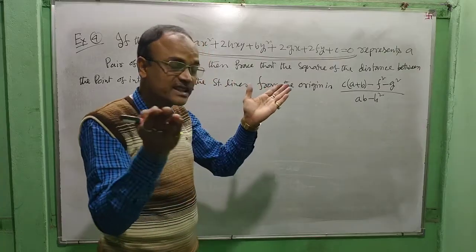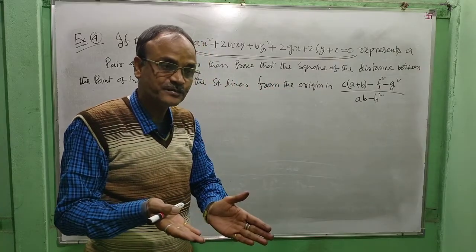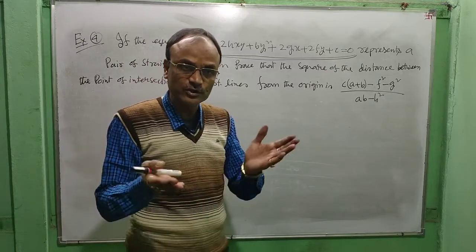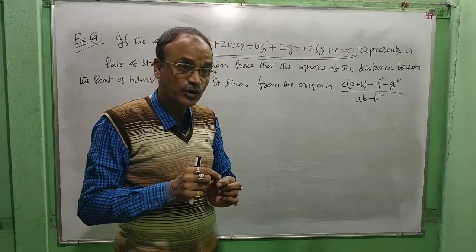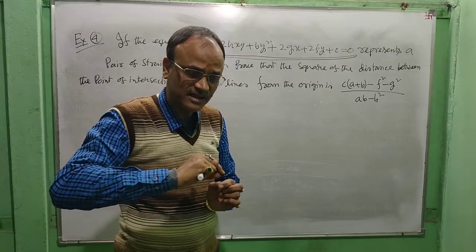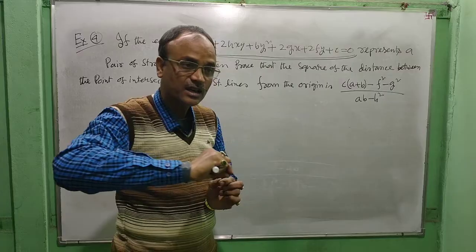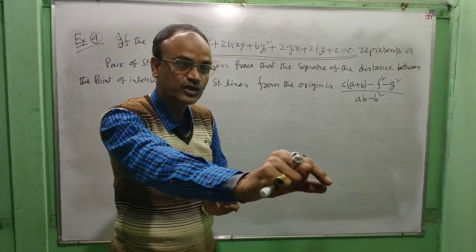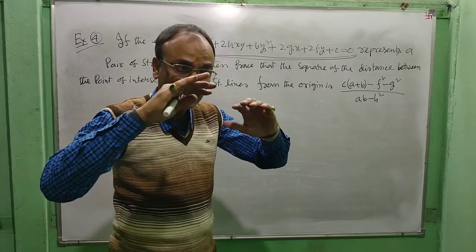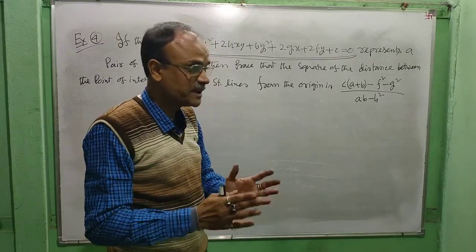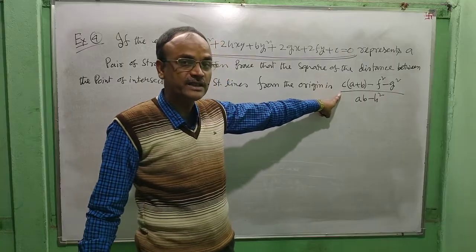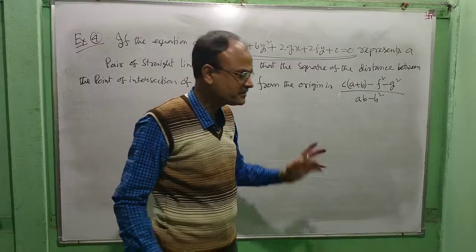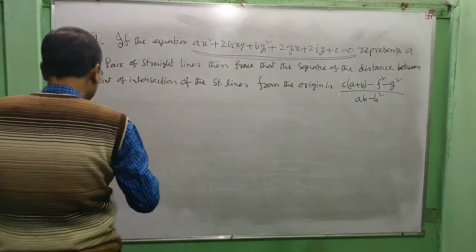Then the two straight lines will meet at a point, which is the point of intersection between the two straight lines. If we find the distance between this point of intersection and the origin 0, 0, and if we square it, then that value will be equal to c into a plus b minus f square minus g square divided by ab minus h square. Let us try to solve this problem.